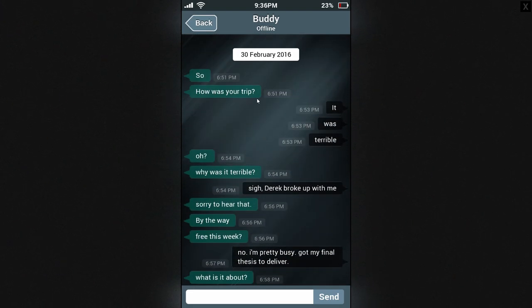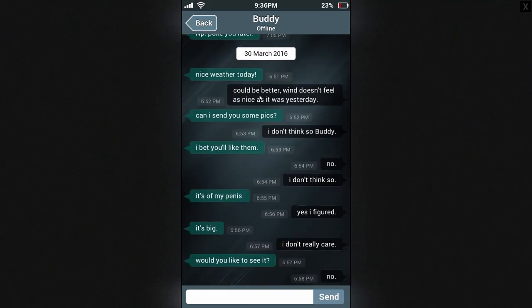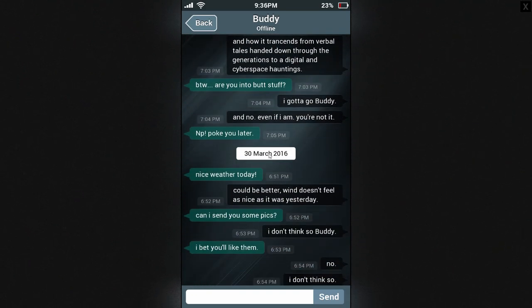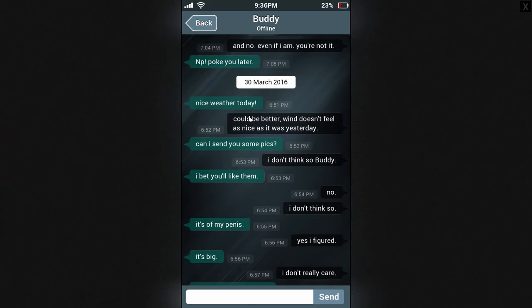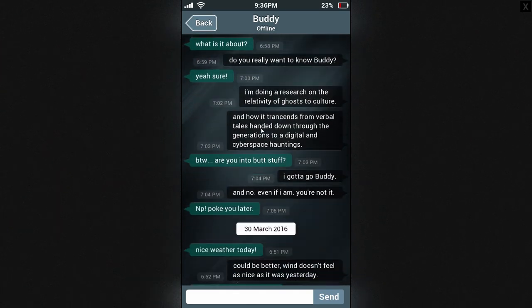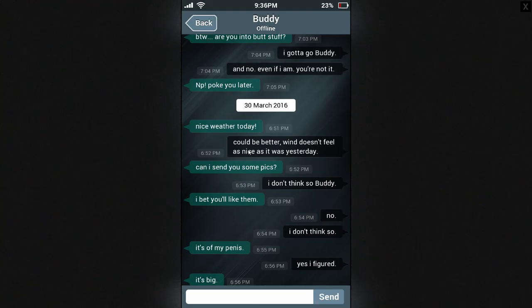Okay, wait. So that was February. And then this is March now. Almost a month apart. Yeah, about a month apart. Exactly a month apart. Okay, so it could be better.